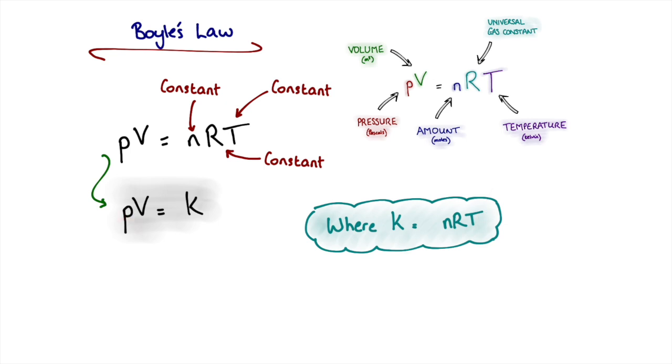If two different variables multiplied by each other will always come up with the same number, that means that if we make P bigger, V will have to become smaller. Or likewise, if we make P smaller, V will have to become bigger. So P times V being a constant is the same as saying that V is inversely proportional to P, or that V is proportional to 1 over P.